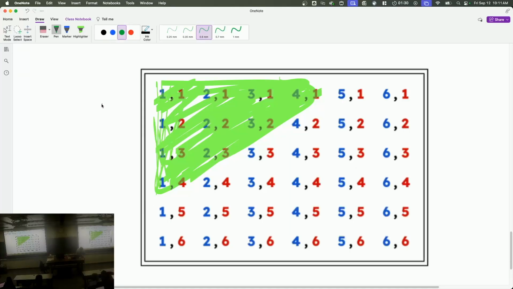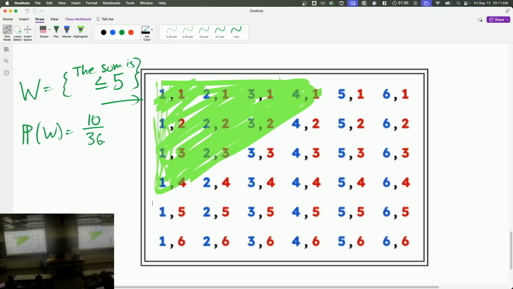So this is the win event. Let's call the event W for win. W is the event that the sum of the dice is no more than 5, sum less than or equal to 5. That's the event we're talking about, and it has 10 things. So the probability of W equals 10 over 36.